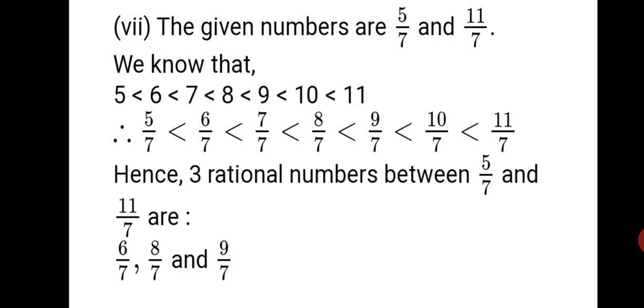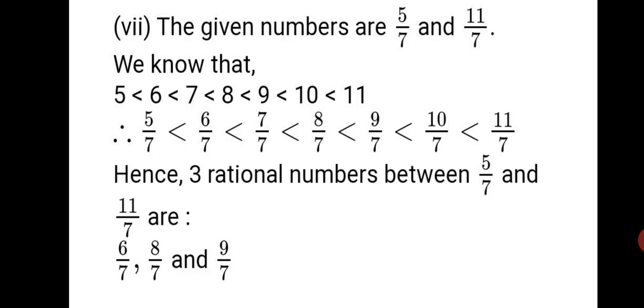5 upon 7, 6 upon 7, then comes 7 upon 7, 8 upon 7, 9 upon 7, 10 upon 7 and finally 11 upon 7. So you have between 5 upon 7 and 11 upon 7 how many rational numbers here? 5. Pick up any 3. Hence 3 rational numbers between 5 upon 7 and 11 upon 7 are 6 upon 7, 8 upon 7 and 9 upon 7. You can choose any 3 between them. Alright, this was a very simple sum. The other sums which you might find little difficult, you only have to equalize denominators and then between these equalized numbers you have to pick up 3 rational numbers.